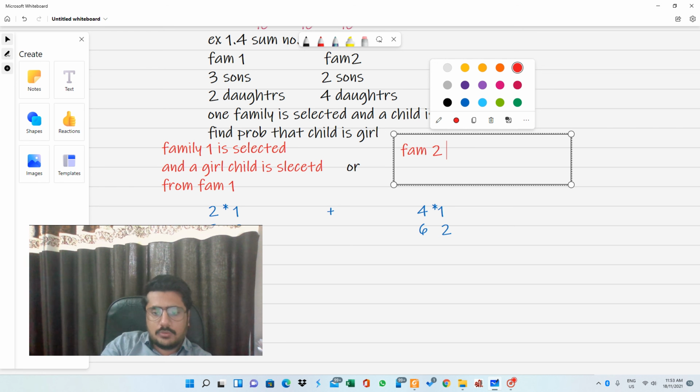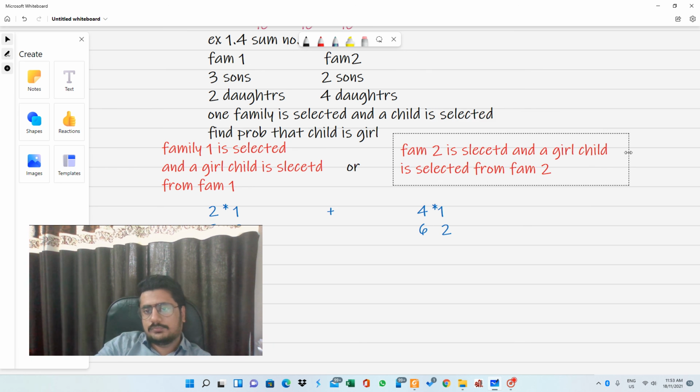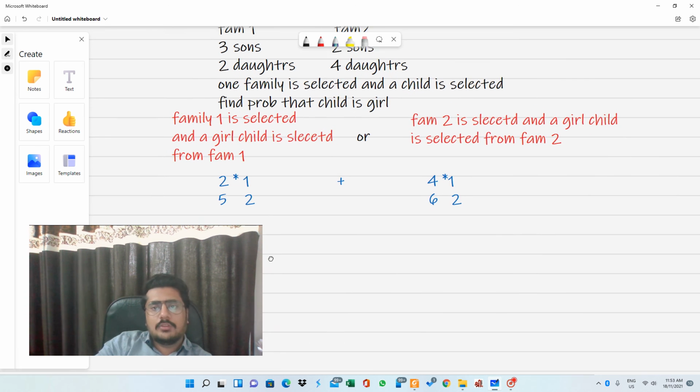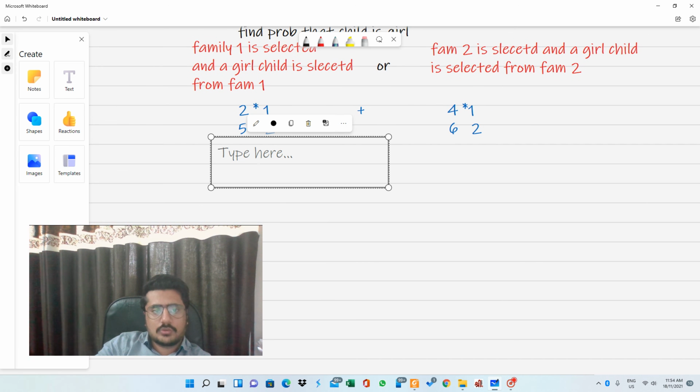Or family 2 is selected and a girl child is selected from family 2. Now, this is your probability of this side. Family 2 is selected with half, and a girl child is selected from family 2 is 4 by 6. Now it's quite easy. You have to just solve this.